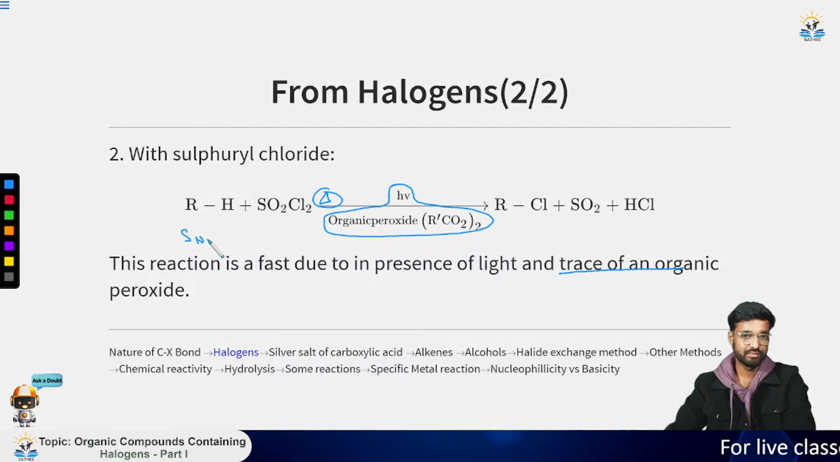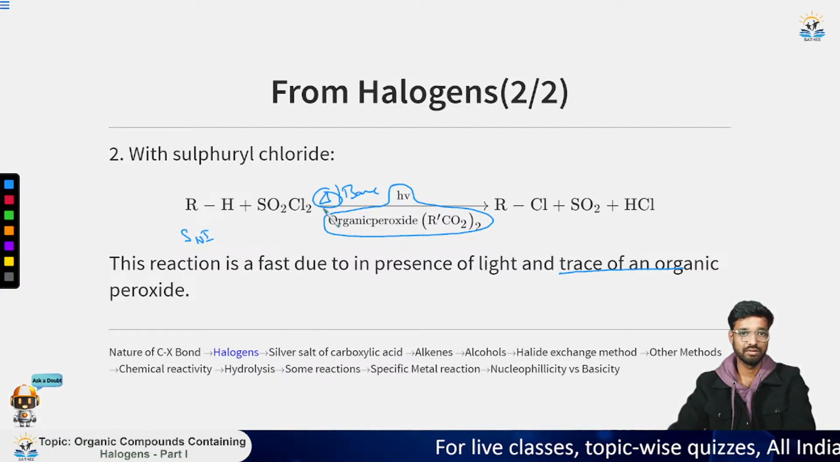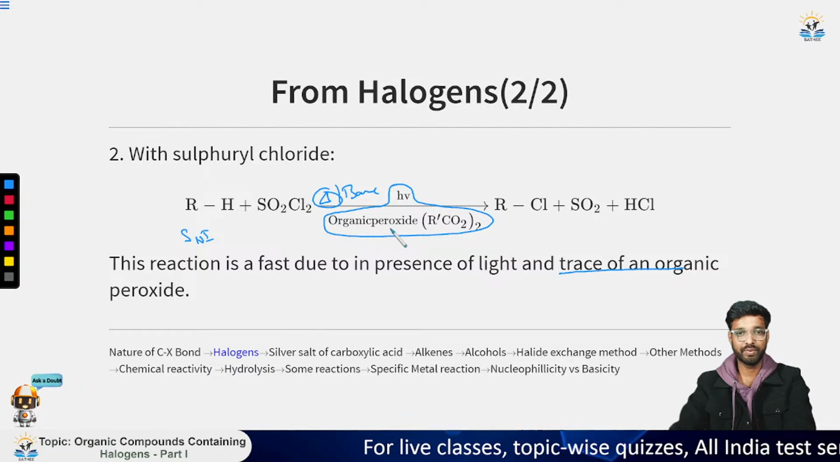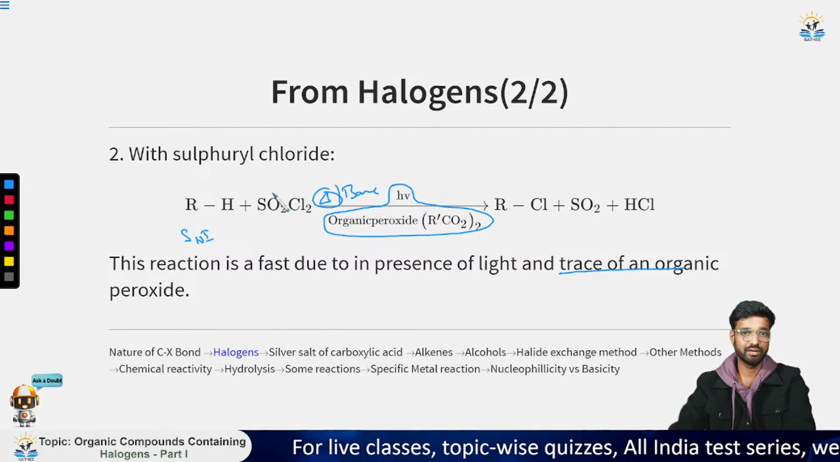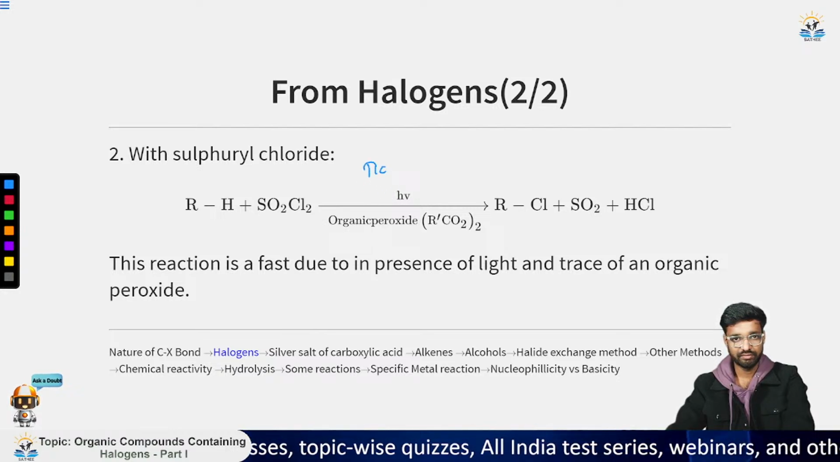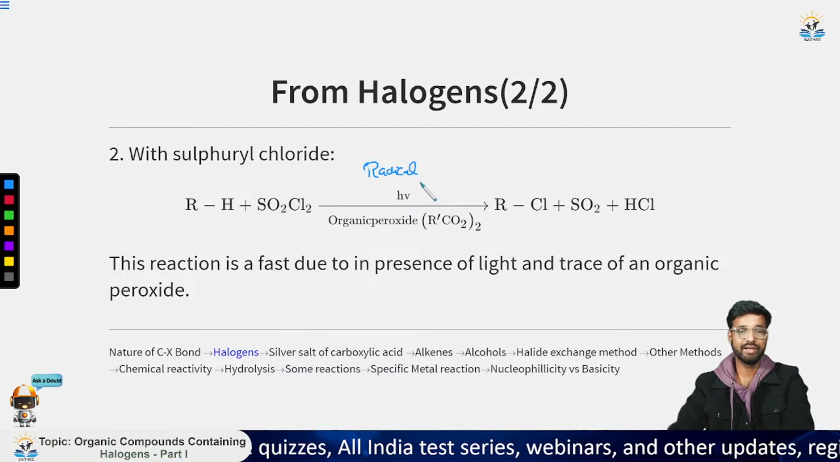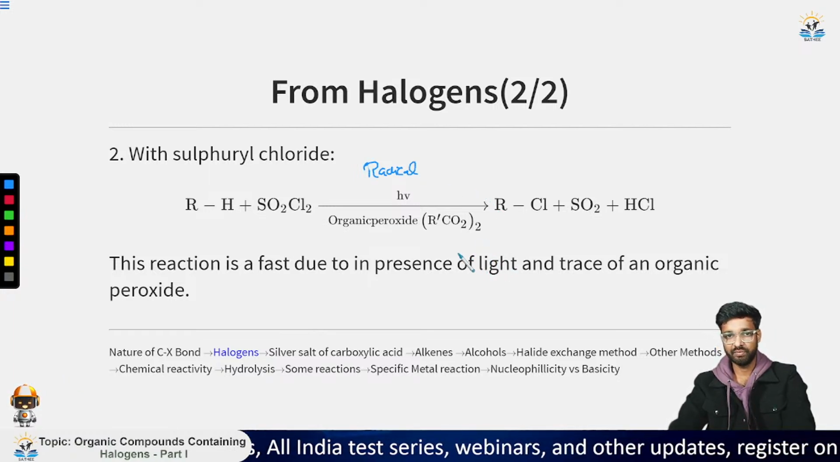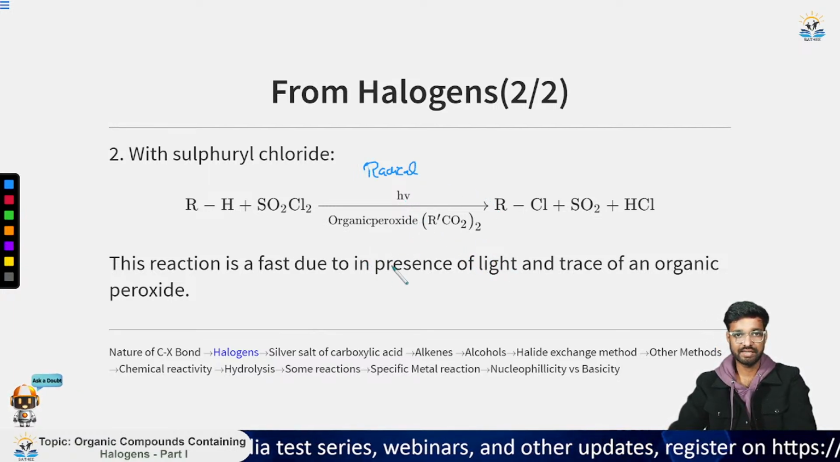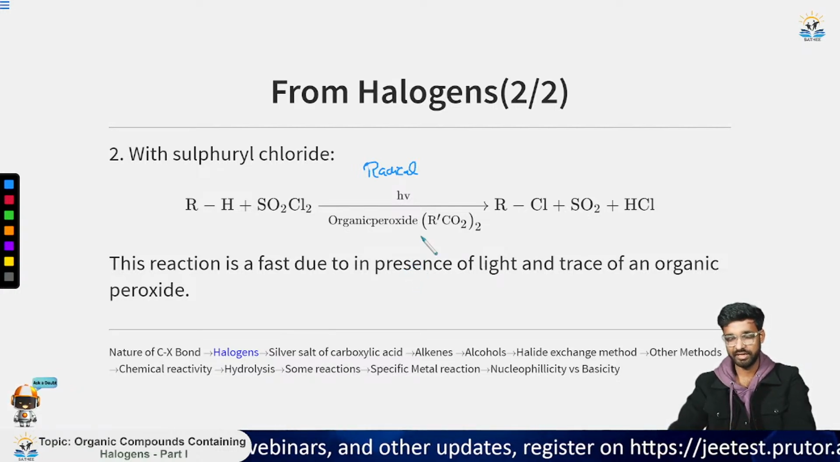an SN1 type of reaction takes place, and one base is present here. So in the presence of heat and base, this goes through an SN1 reaction. But if we take h nu and peroxide, then it will follow a radical mechanism. So this one is following a radical mechanism. Radicals are formed in this reaction, and we know very well that radicals are very reactive due to the unpaired electrons, so they react very fast. So this reaction is faster than the one with base and heat conditions.